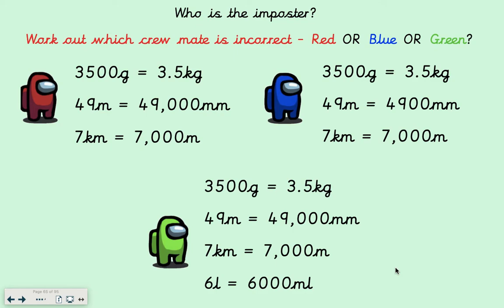When you tell me, don't just write blue, green or red. Some of you are really good at telling me why, so you need to explain how you know that is the imposter. Which colour crewmate is the imposter?